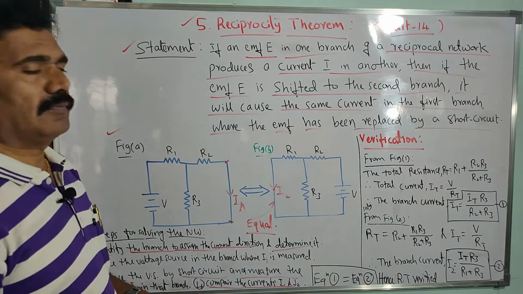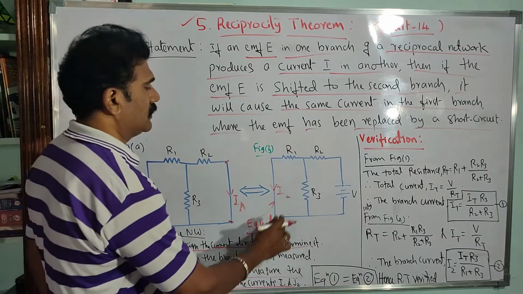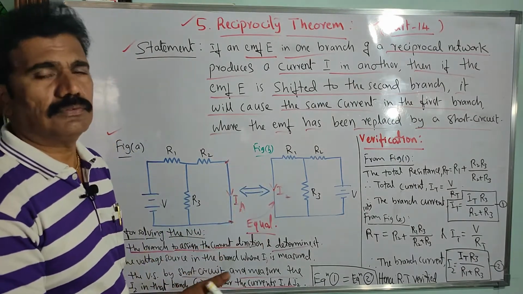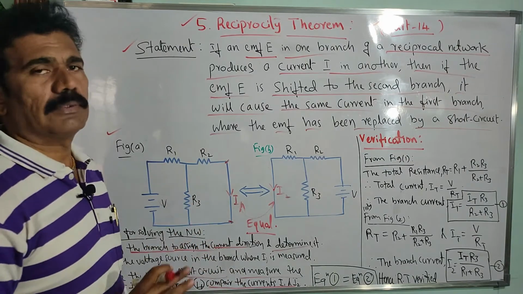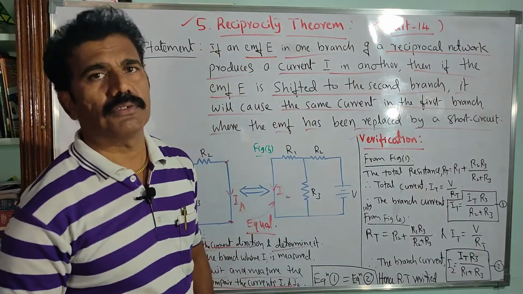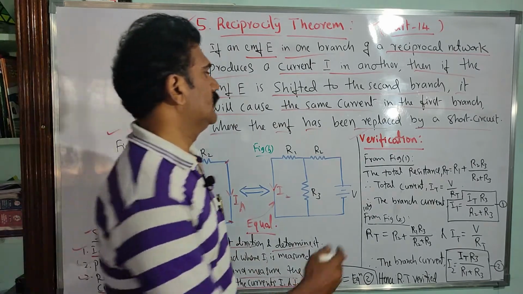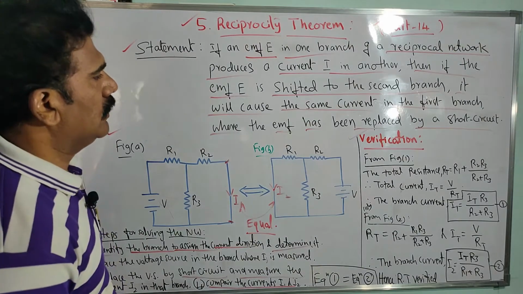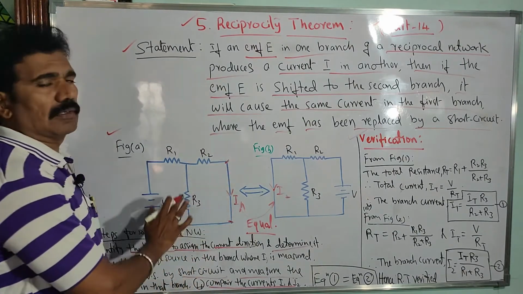Now if you want to calculate the values of I1 and I2 in the two different circuits, you have to follow certain network methods. So let us consider verification through some equations. From figure 1, how do you calculate I1? First we have to find out the total resistance in the network.